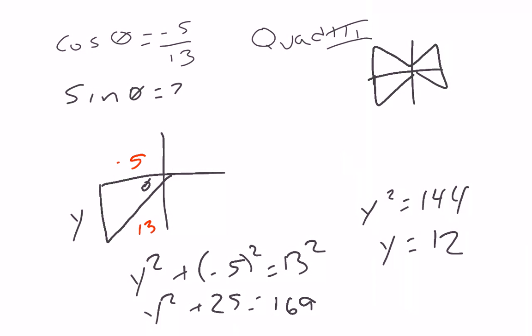But look at your graph. Is that y value a positive or a negative 12? It's going to be negative because it's going down. So I need to make sure when I give sine, it's not positive 12 over 13, it's negative 12 over 13.